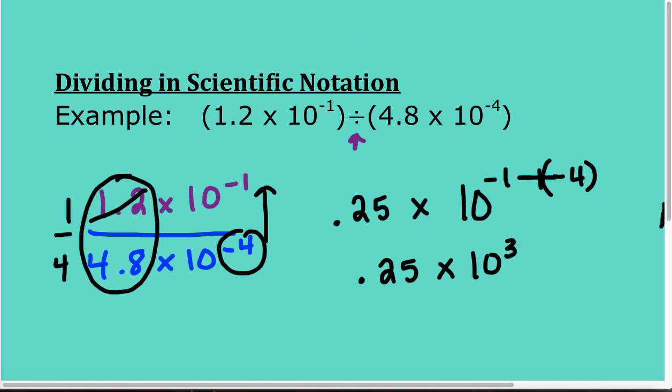Then I check my restricted value, and this is too small. So I'm going to make it 2.5. But because I'm moving 1 decimal place, I actually need to reduce this exponent by 1. So that would become 10 to the 2 power. All right, guys, so that's a review of laws of exponents and scientific notation.